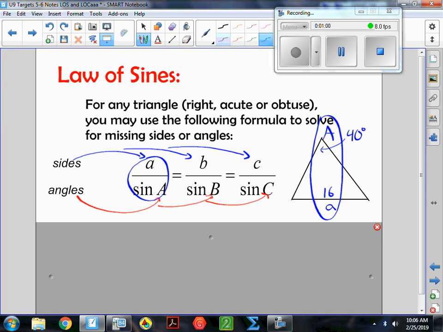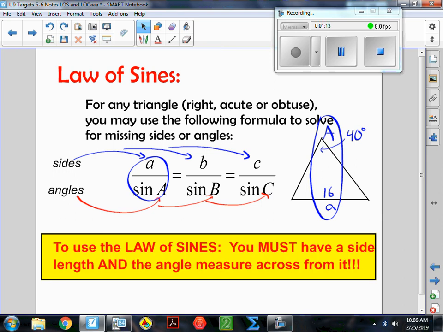If I don't have both of those, if in an entire triangle I cannot find a way to get the angle and the side across from it, then I will not be able to use the law of sines. So that's my go-to rule here. To use the law of sines, you must have a side length and the angle measure across from it, and that's key. So ask yourself that every time: do I have a side length and the angle measure across from it, so I can do the law of sines?